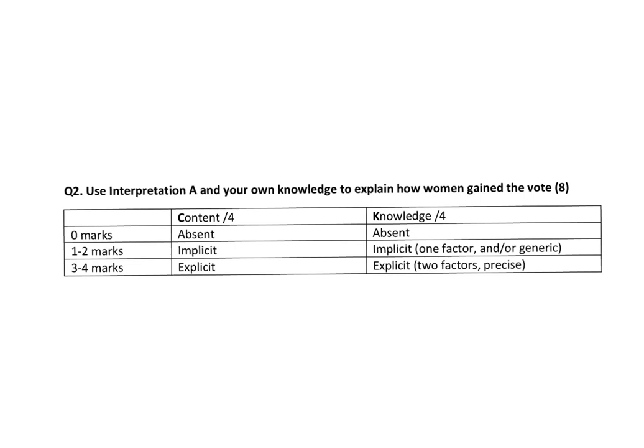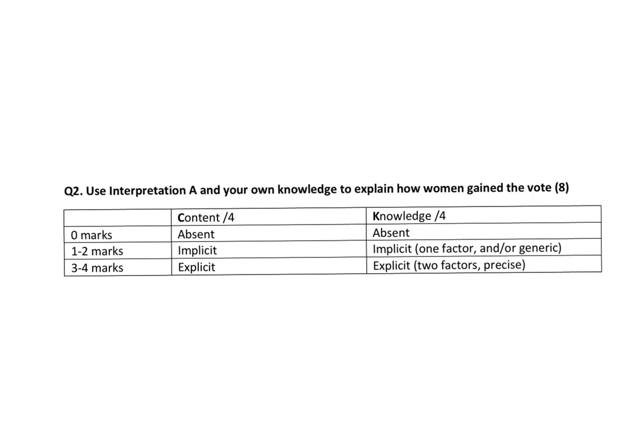that you can have 4 marks for content and 4 marks for knowledge. If it is absent altogether, 0 marks. If the content is implicit, meaning that I can tell that you have read the interpretation but you haven't quoted it directly, then that's implicit use of content.